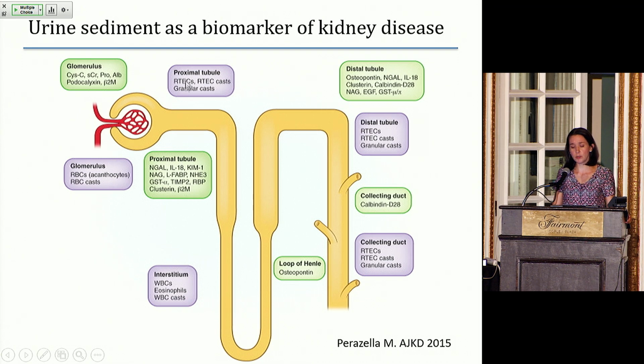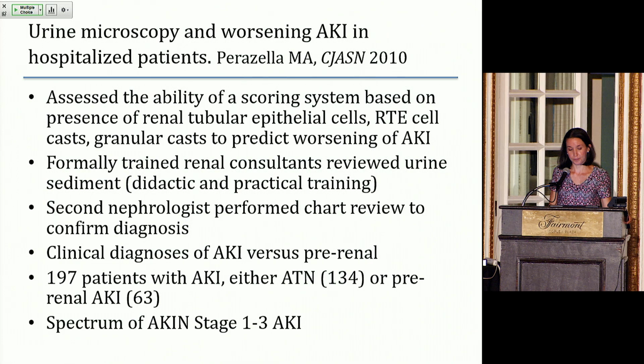Once we get to tubular injury through the proximal tubule, the distal tubule, and the collecting duct, then we start to see renal tubular epithelial cells, or TEC casts, and granular casts in the urine. And we obviously have this large number of other urinary biomarkers that are currently being studied and developed. The one thing worth remembering is that there are no current biomarkers for interstitial injury, and we do have white cells in the urine and white cell casts that can be indicative of an injury in the interstitium. So it's worth thinking about your urine sediment in that way.